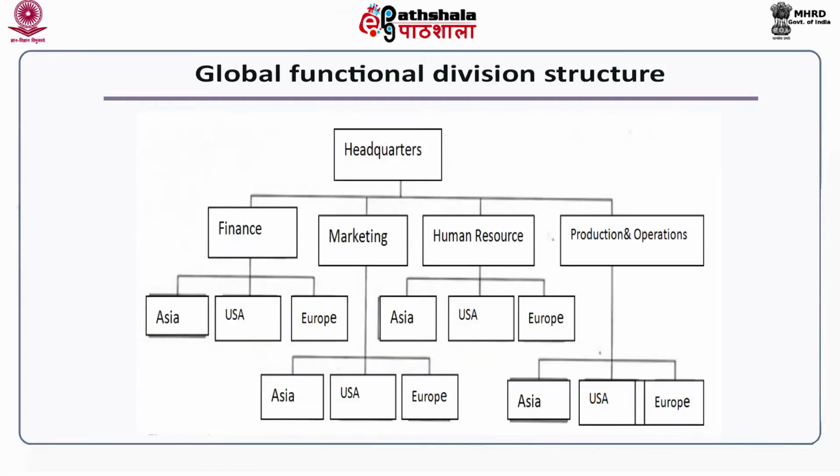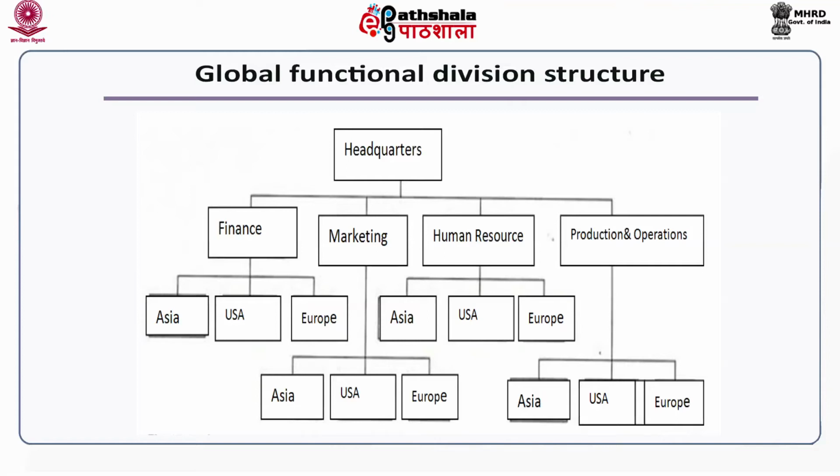In the figure, the global functional division structure is depicted. As we can see, each functional department is responsible for its operations throughout the globe. Like the finance department will look after all the financial activities throughout the globe, that is, where the company is operating.